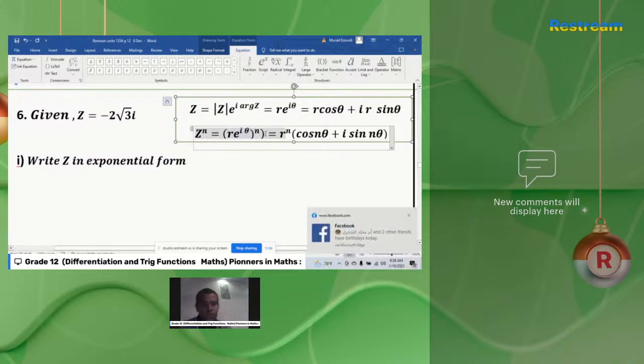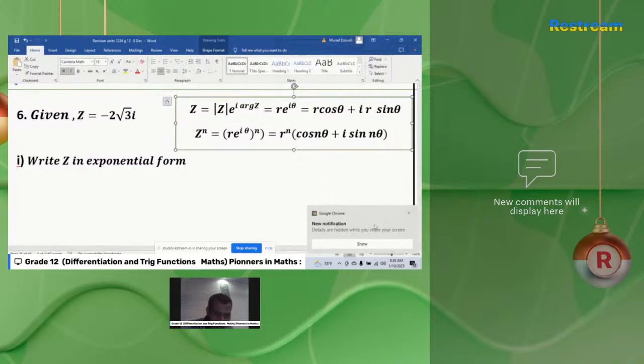Therefore, I will try to erase this one. It is possible this interval doesn't work. No problem. Notification once you share your screen. Details slow. Details are hidden while you share your screen. Okay. I'll check the screen. This formula very important. It's called the Moivre. I wanna be yours. TikTok. Okay.